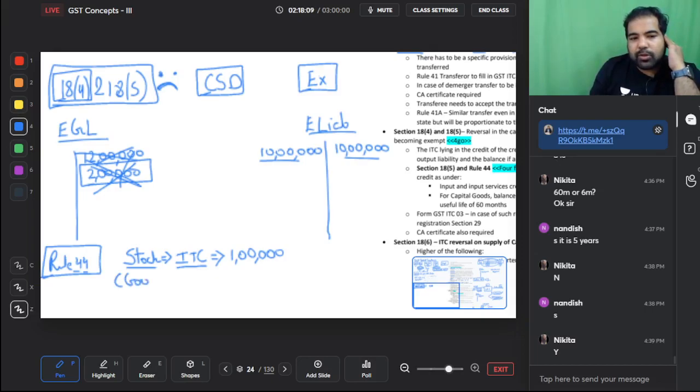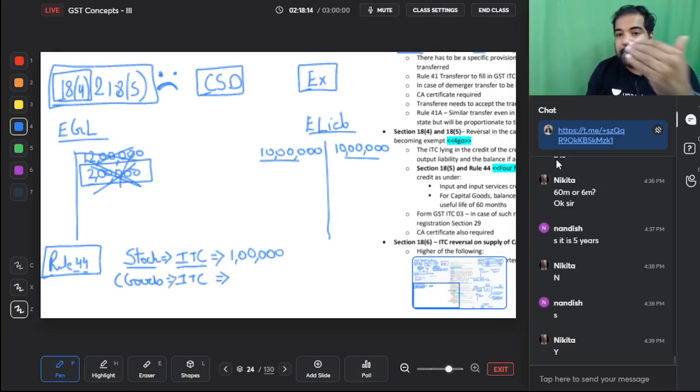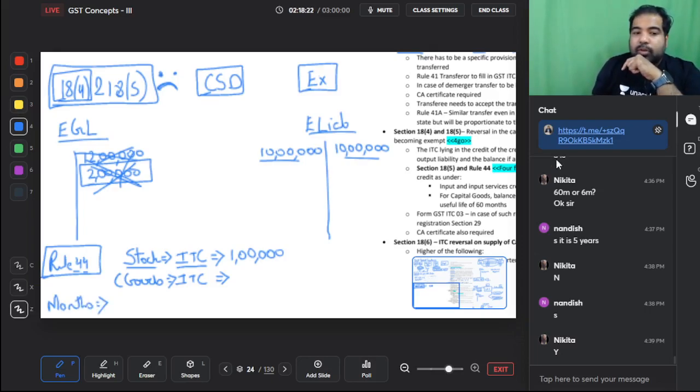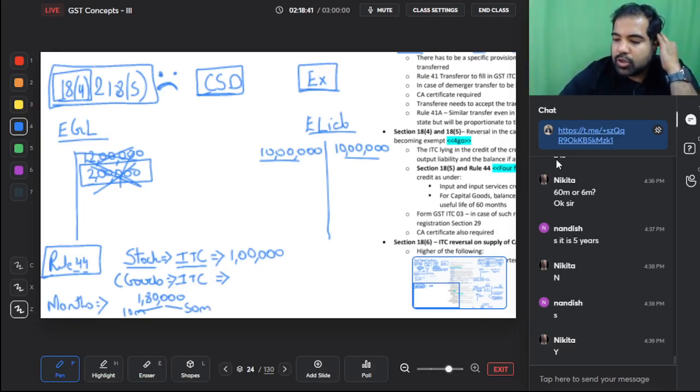And on the capital goods also, whatever ITC you have taken, you will reverse it, but for whatever months you have used it, you can proportionately take credit based on months. So let's say before moving to the composition scheme or exempt supply, you used it for 10 months. So on that capital good 1,80,000, 10 months you will get, but 50 months, out of a total of 60 months, you will have to reverse. So 1,80,000 divided by 60 into 50, 1,50,000 you will have to reverse.